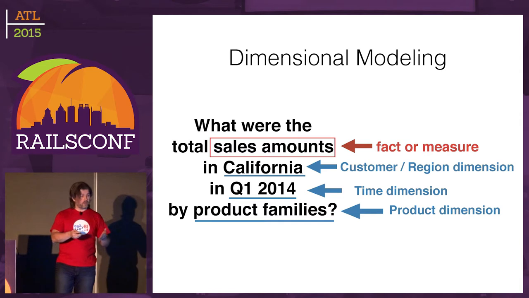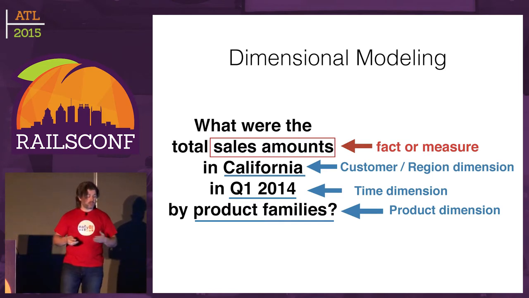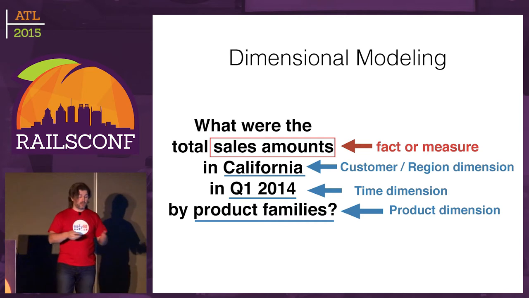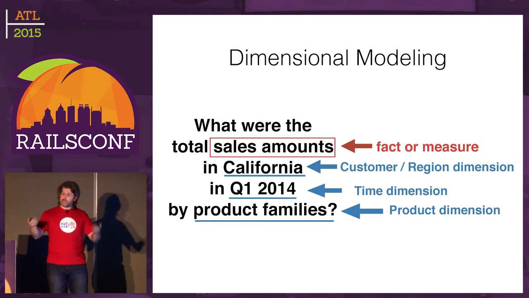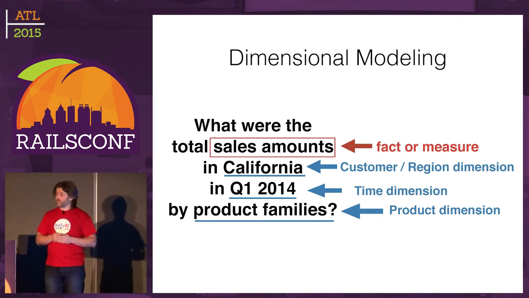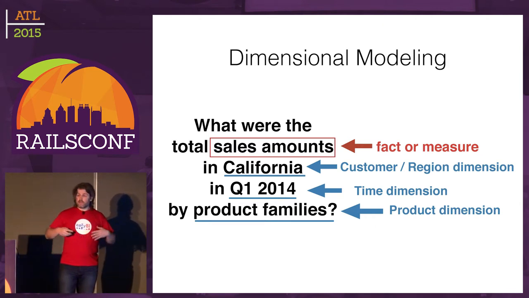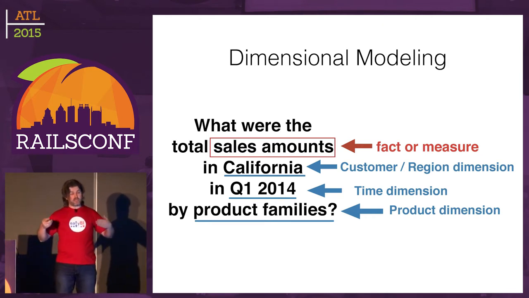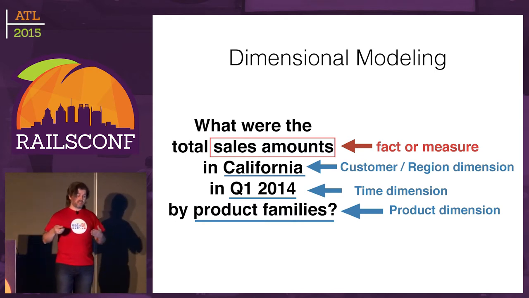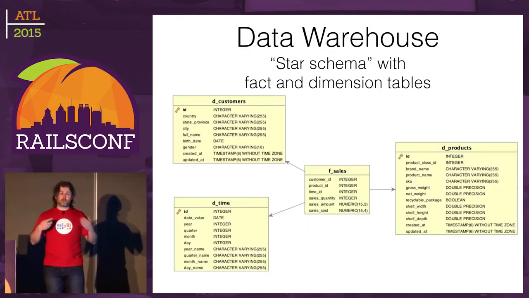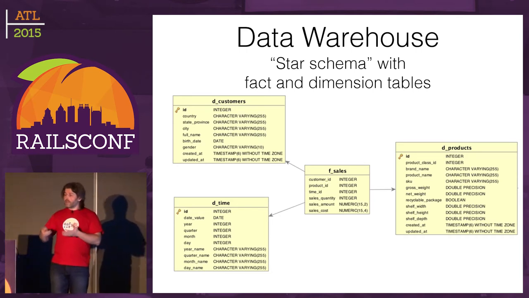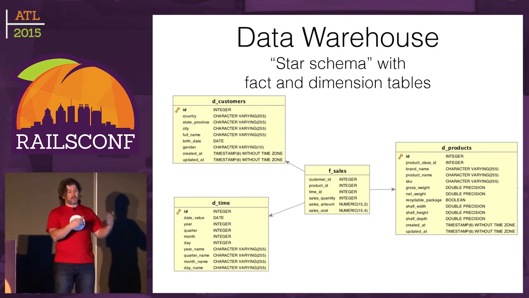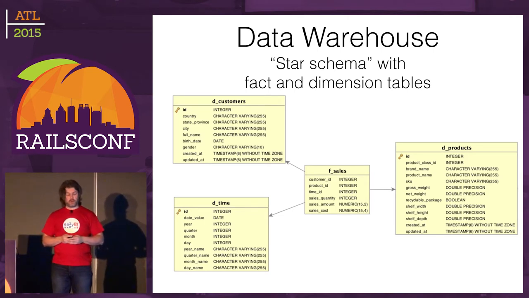So we have California, which is kind of a customer or region dimension. Then we see some time dimension, and we see some product dimension or product family dimension. So when talking with our business users, we can identify which are these facts, which are these dimensions that we would need to use. And these data modeling techniques and data warehouse techniques suggest that we model our so-called data warehouse, where we'll store the data, organized according to these dimensions and facts that we see in these queries.